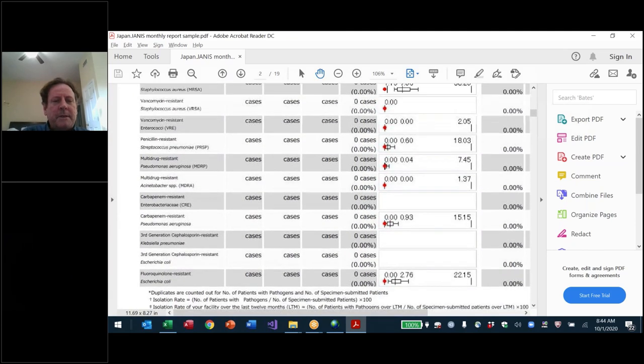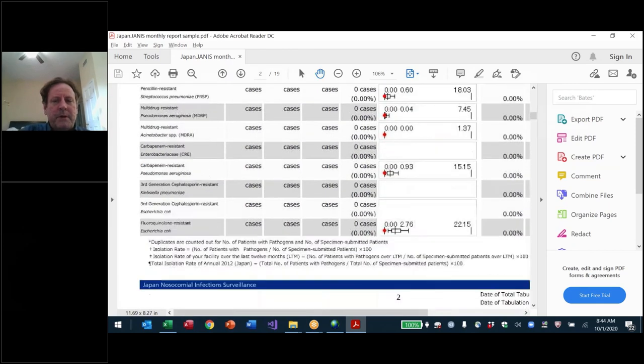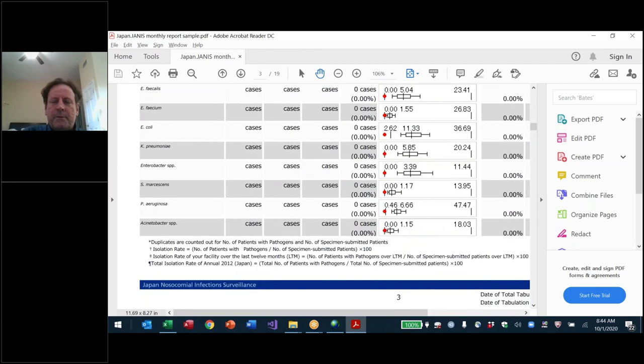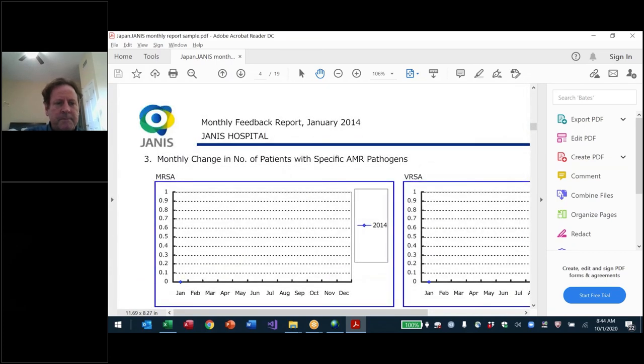So this is about some of the high priority pathogens. VRE, where are you? What is your number? And where are you in comparison to everybody else? So these are about important resistances. These are just about the species, Staph aureus, Klebsiella, et cetera. So just like I showed you in Vietnam, they have one about the organisms and one about the resistance of those organisms.